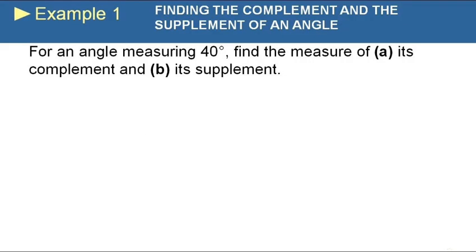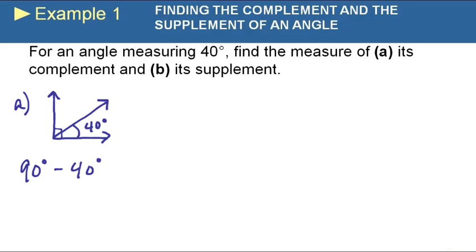Here's our first example. For an angle measuring 40 degrees, find the measure of its complement and its supplement. So usually what I like to do is draw a diagram, and anytime you're working with problems, it helps to see what you're doing. So I hope that you'll pick up the habit of making a diagram whenever possible. So if we want complementary angles, then they're going to add up to 90 degrees, which is a right angle. And if one of them is 40, the other one has to be 90 minus 40, which is 50.